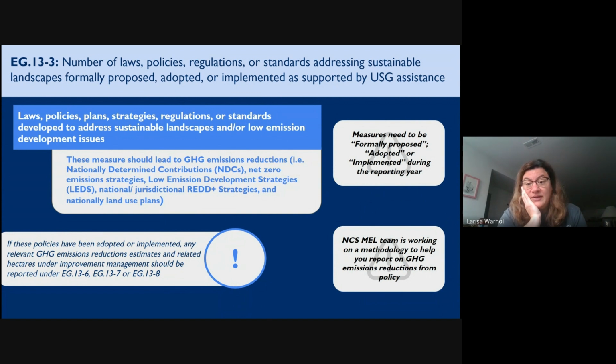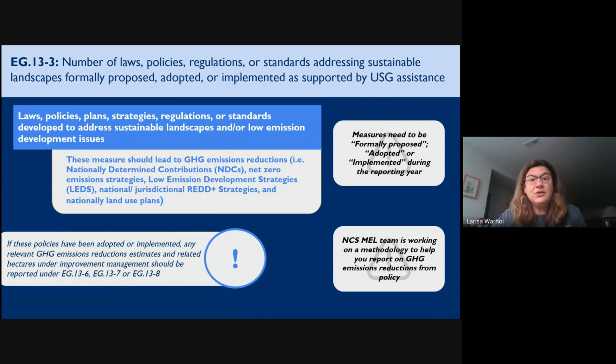Again, when we talk about when to report on these, we use terms like formally proposed, adopted, or implemented during that particular reporting year. So it might be that you're doing some work for a couple of years and then it actually gets adopted or implemented. So this is not necessarily an indicator you have to report on every year. It's when it actually is applicable to the definition of the indicator.